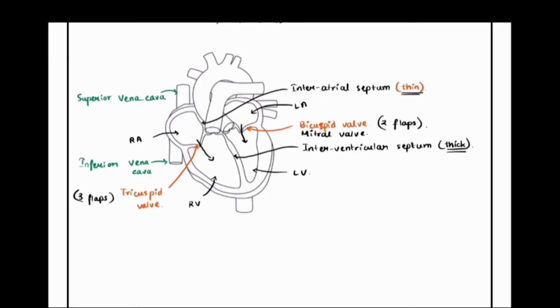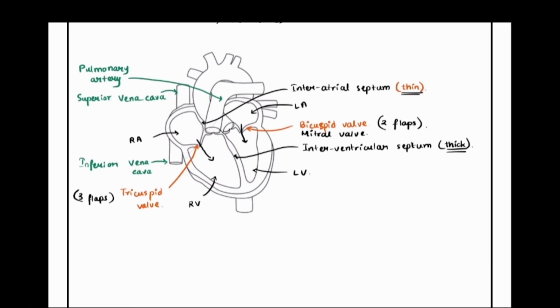Now, deoxygenated blood comes into the right atrium, it goes into the right ventricle, and from there it goes to the lungs. It goes out of the right ventricle through a vessel, that is this vessel, which is called the pulmonary artery. Right? So this is all about the right side of the heart.